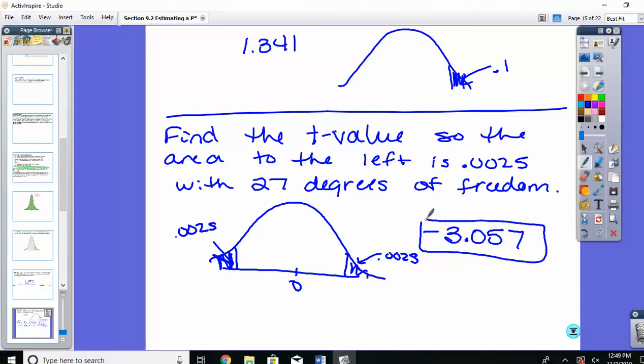Why is this one negative and the other one's one minus? Because you're talking about different things. If I wanted the area in here, that's 1 minus. I'm just talking about the t-value itself. So it's a negative t-value. Okay. Any questions there?